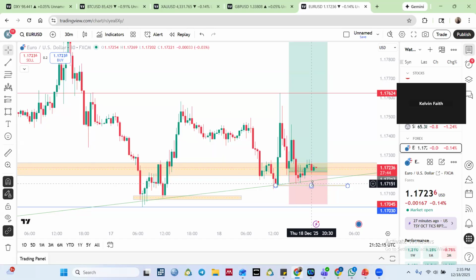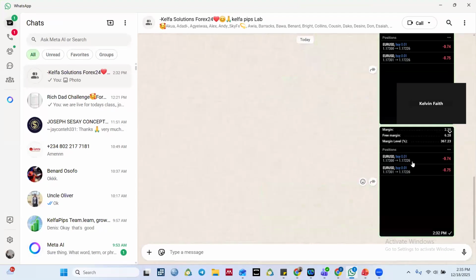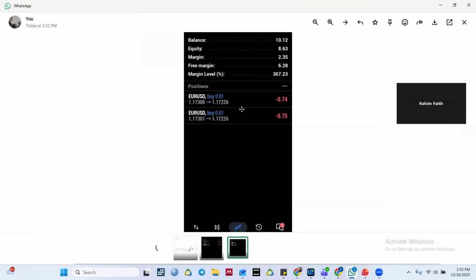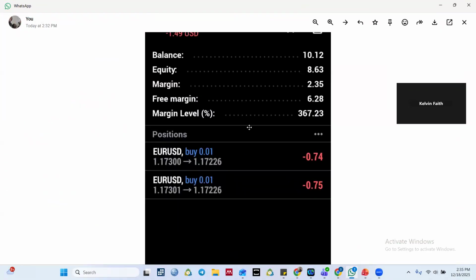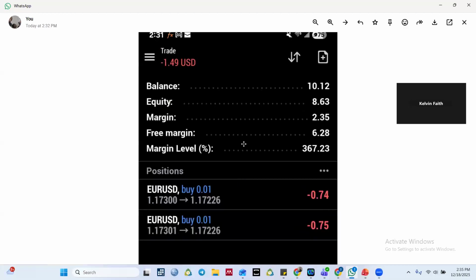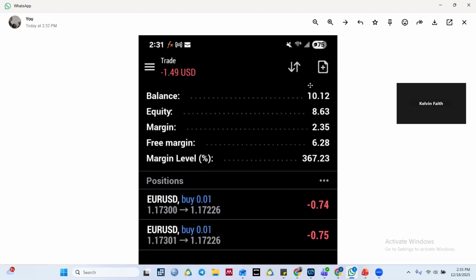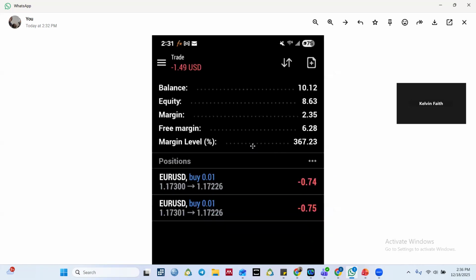Let me see, where is the screenshot? Okay, good. I just posted the screenshot in the group, you can check it out. This is my $10 account I'm using to take that trade. I went into $3 profit and then it all came back down and I'm in a loss, 1.49 right now.